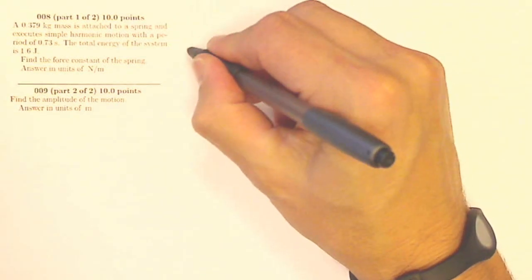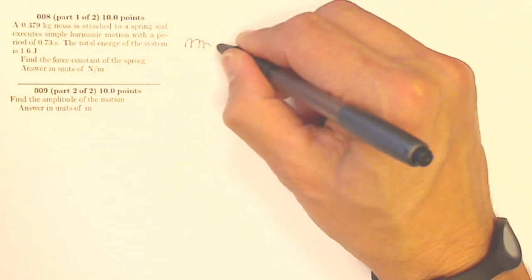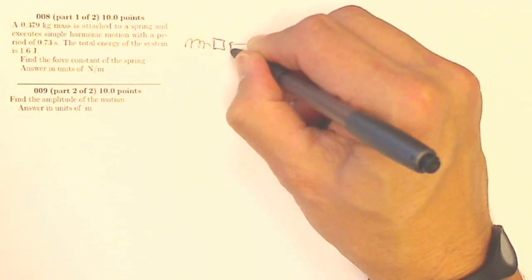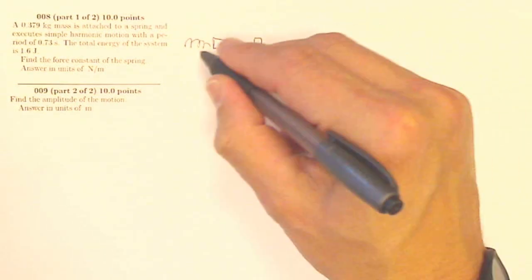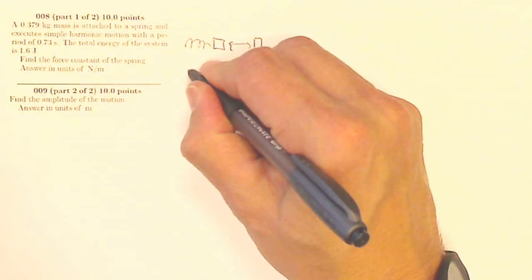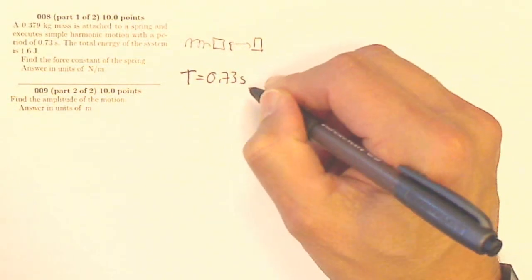So we have a mass that is attached to a spring and moving back and forth. Here's my spring, here's my mass, and it'll stretch out this way, and then it'll swing back to this way. So it's stretching the spring back and forth. The period is 0.73 seconds. So I know that my T is 0.73 seconds.